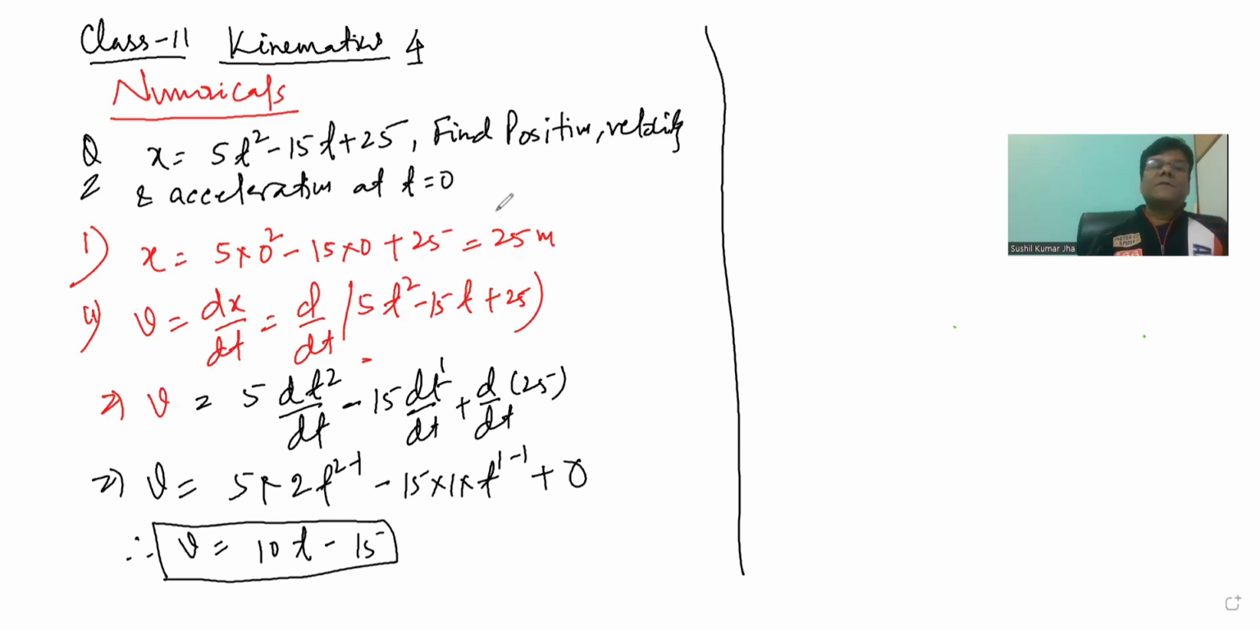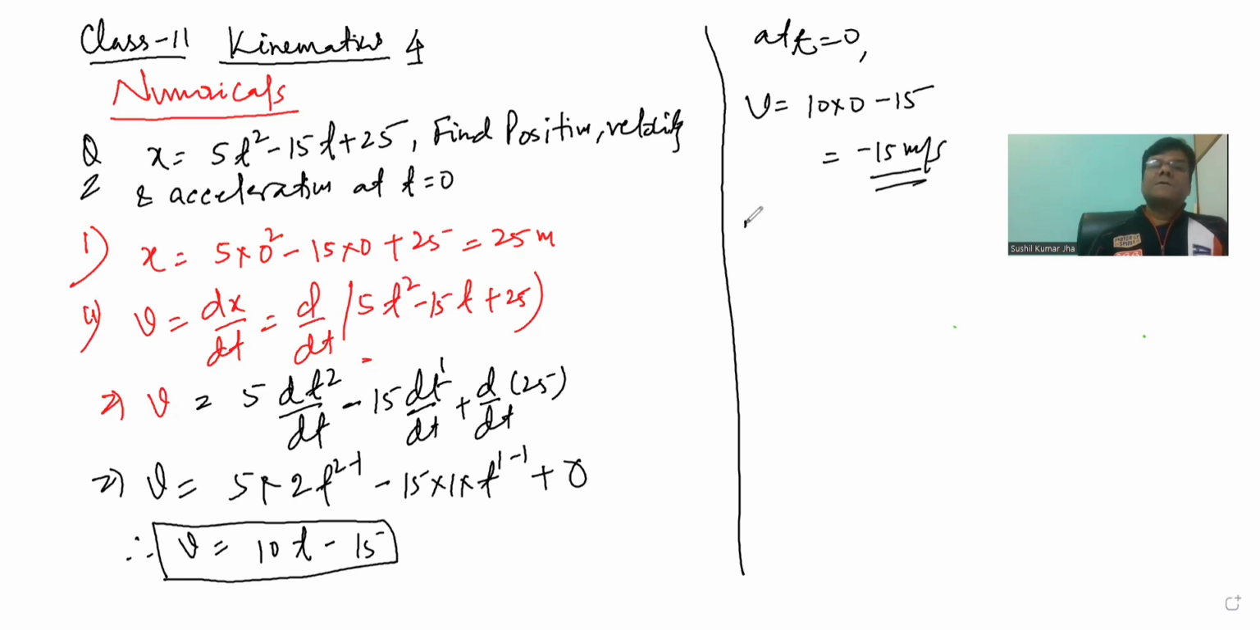So we are told to find velocity at t equal to 0. So at time 0, we would have 10 into 0 minus 15, which is equal to minus 15 meter per second.